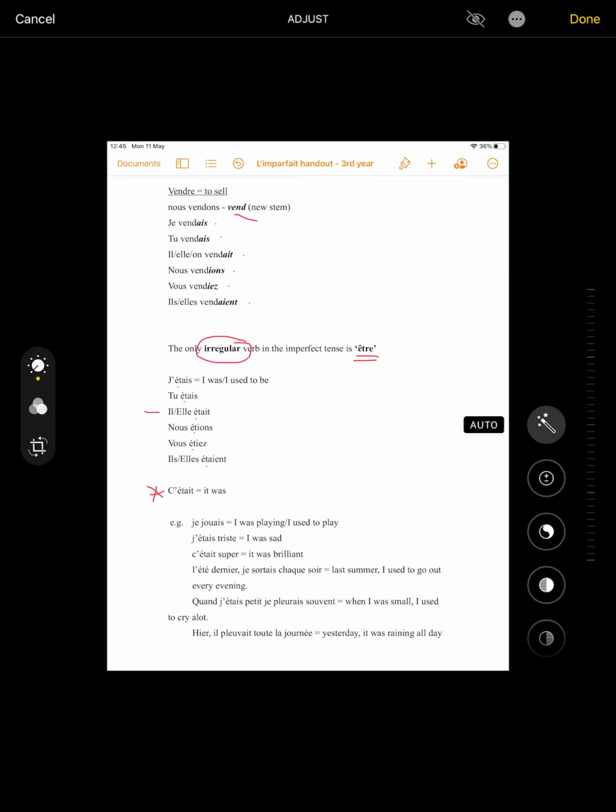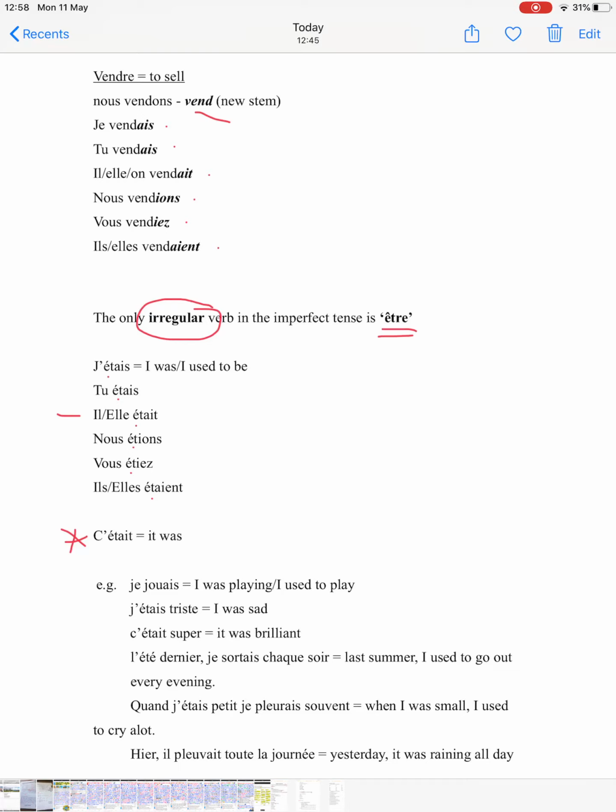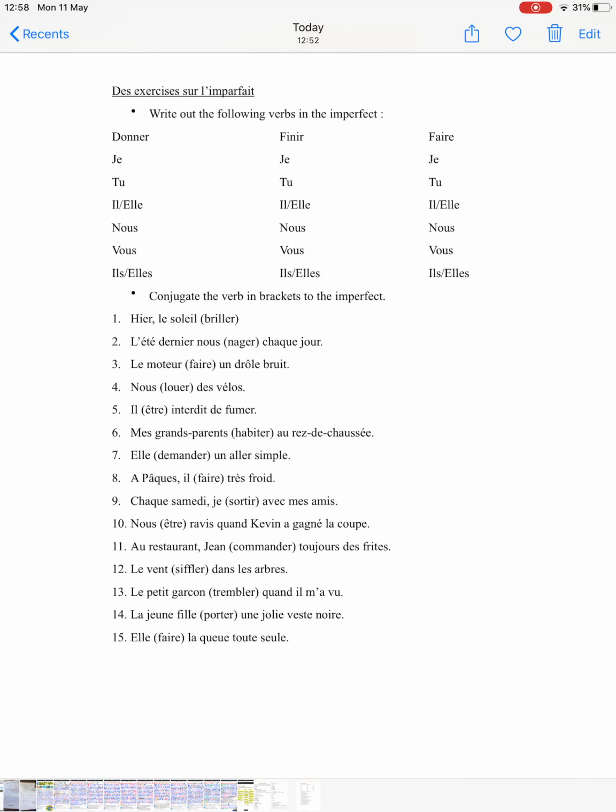I'm going to give you a handout to do. I'll post these on Edmodo anyway as well. So the first part is just writing out verbs in the imperfect. So donner is an ER verb, finir is IR, and faire is irregular. So make sure you go to the nous part of the present tense, which would be nous faisons. Okay, and drop the ONS. And then just conjugate the verbs in brackets underneath, so just fill in the French word, you can write that in next to it, or if you're writing them out, you don't have to write the full sentence if you don't want to.